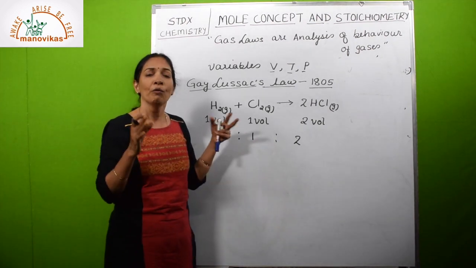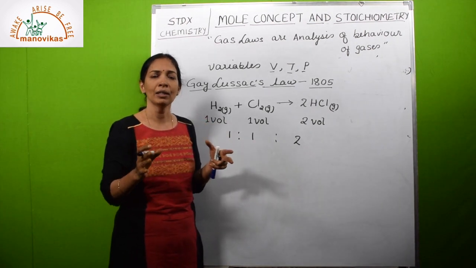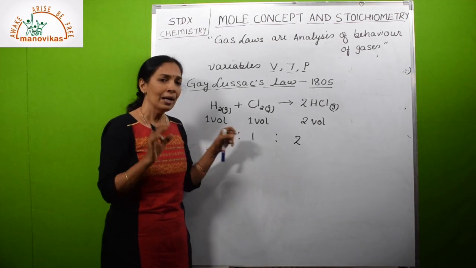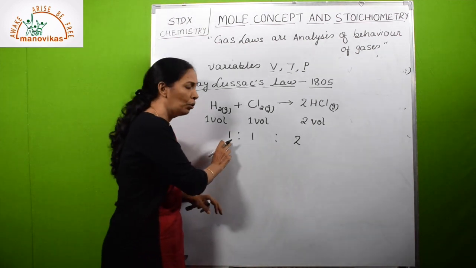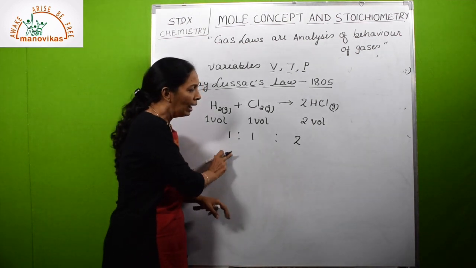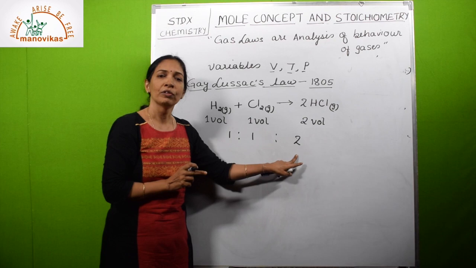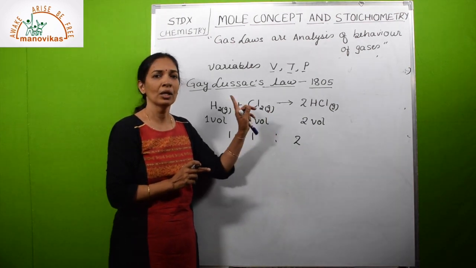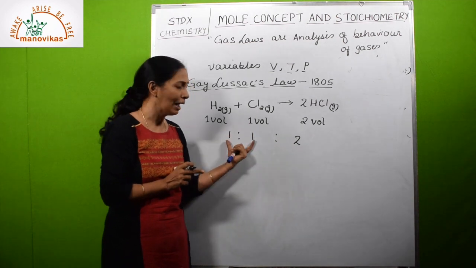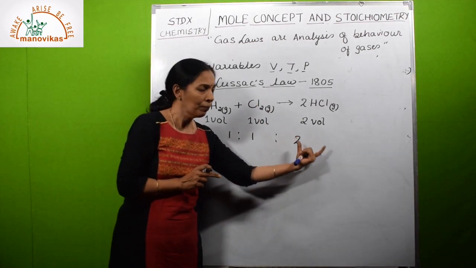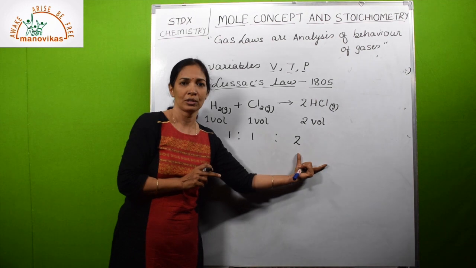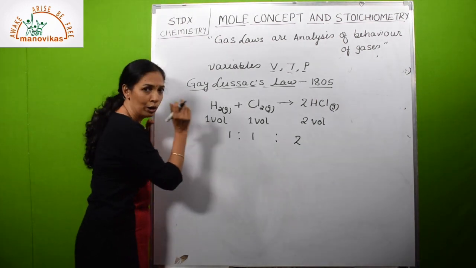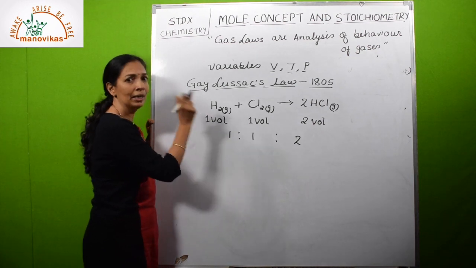Once again, whenever gases combine, they do so in volumes which bear a simple whole number ratio to each other and to the volume of the product if gaseous, provided the temperature and pressure of the reacting gases and the product remain constant. Now coming to the term volume, we are saying they combine in volume.